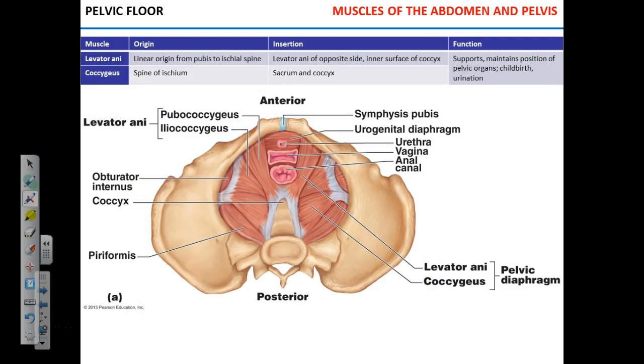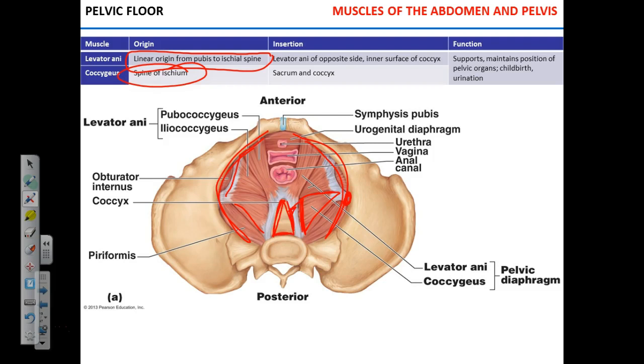Muscles of the pelvic floor. Okay, there are two muscles, levator ani, which is a pretty big muscle that originates in the pubis to the ischial spine, that all line here, okay, and it inserts into the inner surface of the coccyx. You can see it here. Coccygeus, ischial spine. You can see coccygeus muscle right here. Okay, so that's coccygeal spine. This is coccyx.